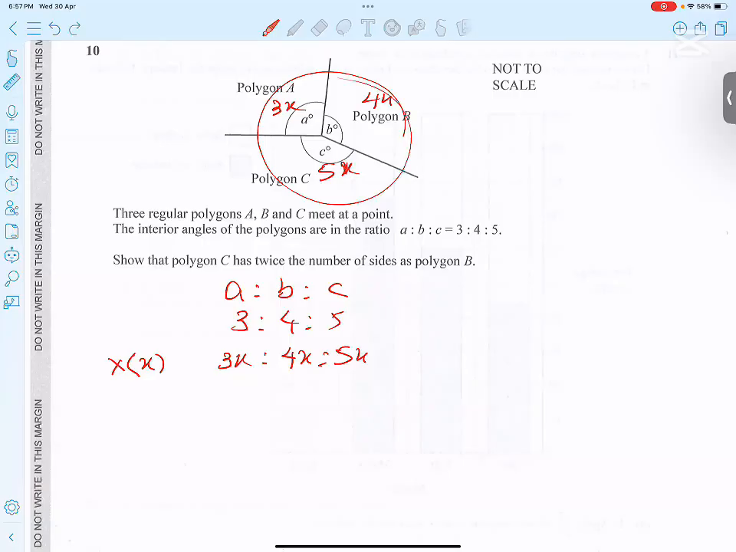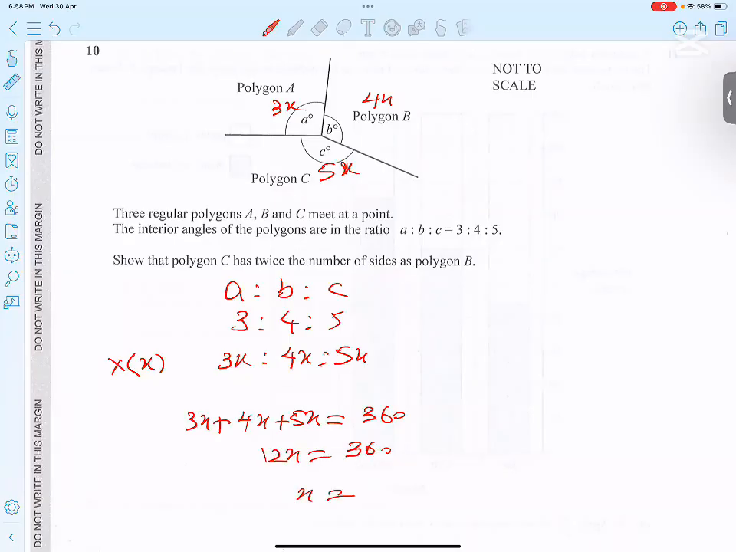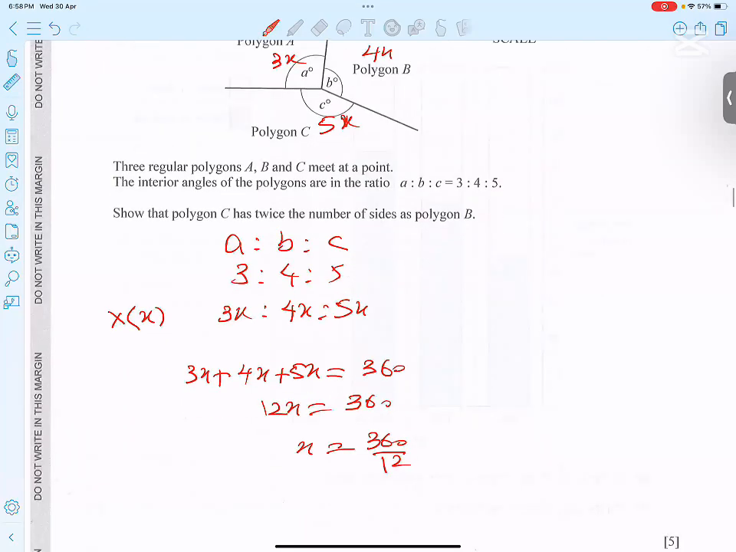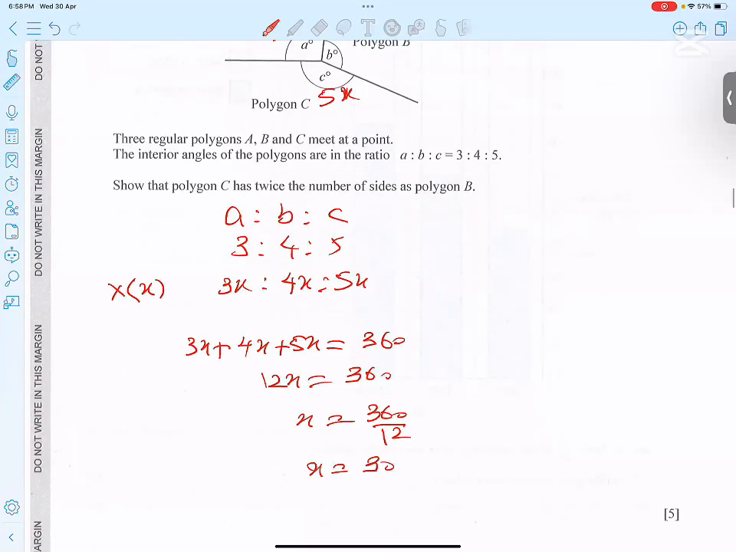And now the sum of all the angles is 360 degrees, as the angles around a point make a circle. If I add them, it is 360 degrees. This is 3 plus 4 plus 5, 12x. If I divide 360 by 12, I get 30 degrees. So x becomes 30 degrees.